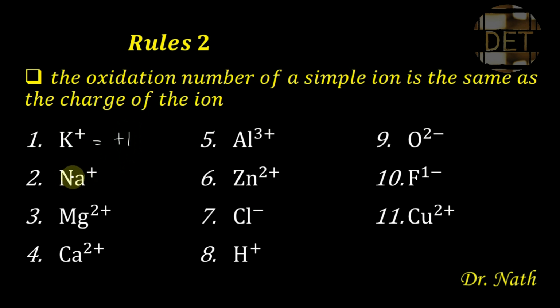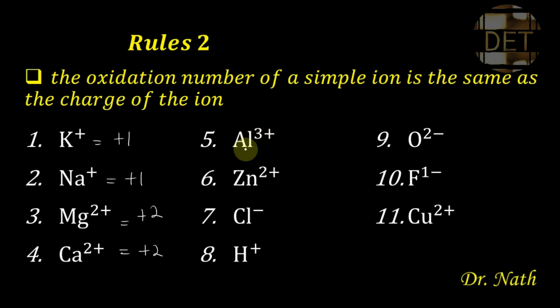For sodium, which has a charge of plus 1, the oxidation number is +1. For magnesium, which has a charge of +2, the oxidation number is +2. For calcium, which has a charge of +2, the oxidation number is +2. So the oxidation number is equal to the charge of the ion. That is what rule 2 is all about.